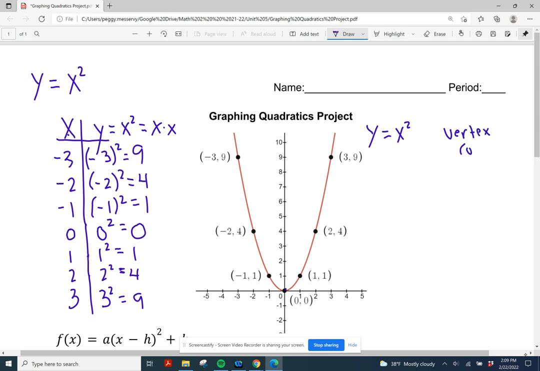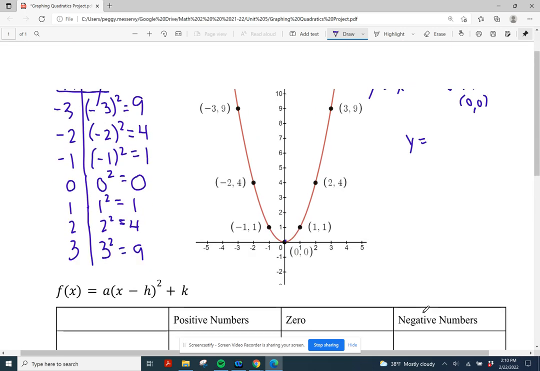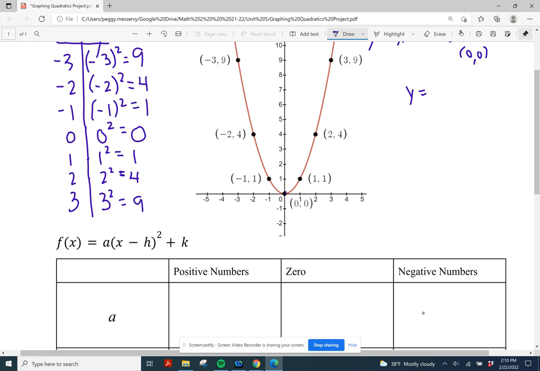Vertex is 0, 0. And I want to look at this as being in vertex form because we're going to explore vertex form. So I'm going to look at it a little weirdly. I'm going to take this vertex form, which is down here. There's our vertex form. And I'm going to figure out what all the pieces are. Well, the a is 1. The h is 0. This is my h and k, right? And my k is also 0. So there's my y equals a times (x minus h) squared plus k.